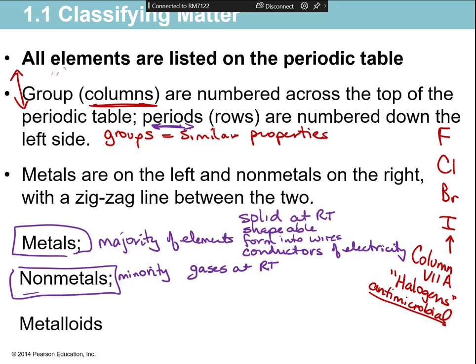those, though, they're really brittle. So if you tried to take carbon and crush it, it would just shatter. Same thing with sulfur and phosphorus. It's really like a powder. So you can't roll it. So it's not shapeable. So these instead, these are brittle. They can't be formed into a wire, and they're not conductors. They cannot carry electricity. In fact, they're pretty good insulators.